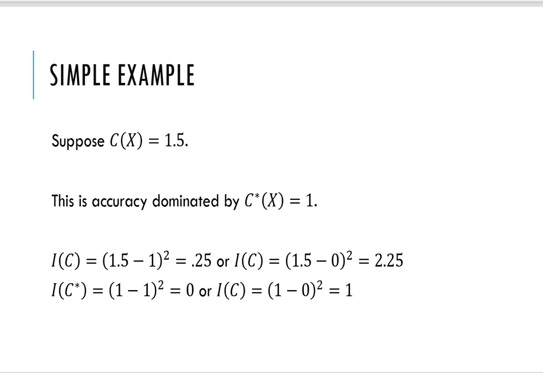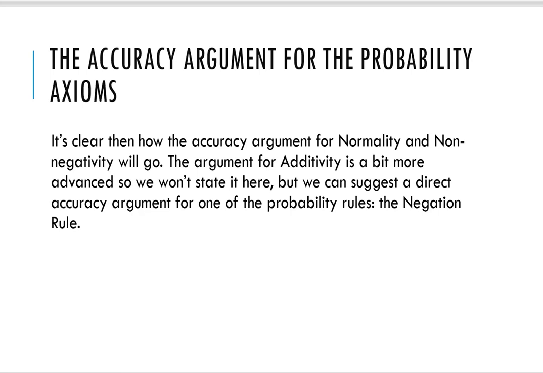In either case, if x is true, then we go from having inaccuracy in the case of C being 0.25 to only being 0 in the case of C star. And if x is false, then we go from having inaccuracy of 2.25 to having inaccuracy of 1. So no matter whether x is true or false, C star is going to be a more accurate credence function than C. So this tells us you should never assign credences above 1 to a proposition. Similarly, this is going to motivate an argument for normality and an argument for non-negativity. You should never assign negative numbers to any propositions as your credences, and you have to assign probability 1 to a tautology that's guaranteed to be true.